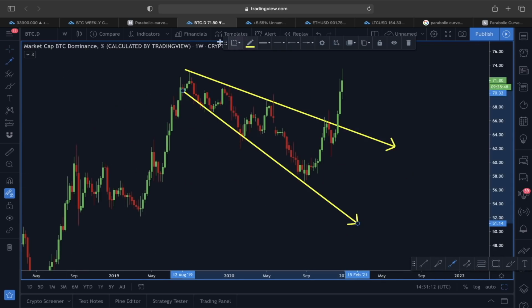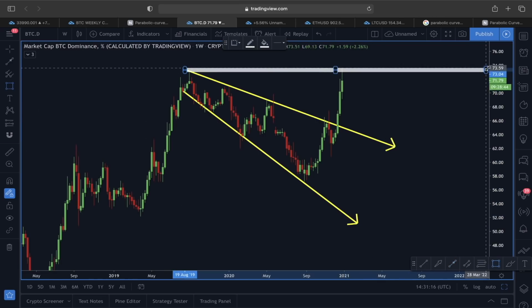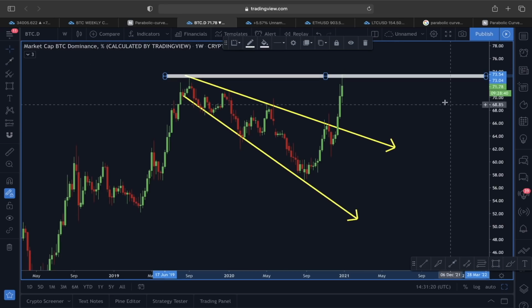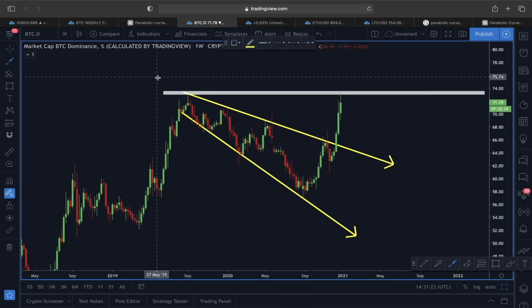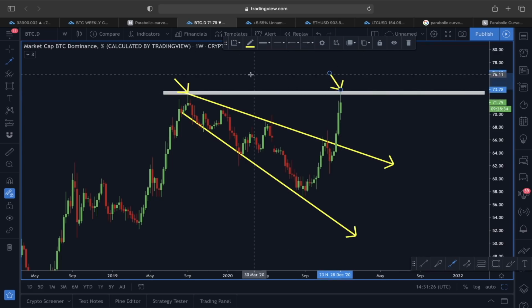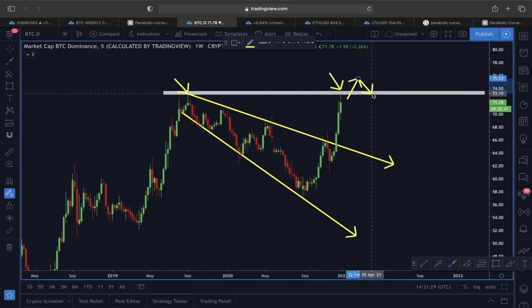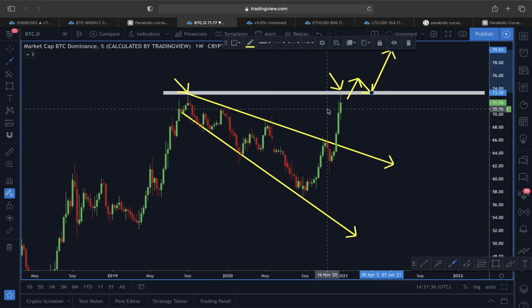But the area where we are approaching right now is a very crucial area, because this is exactly where we are finding some sort of a rejection for the dominance of Bitcoin. This top here is a very important level, because if the dominance is able to break above it, then this is going to indicate the altcoin market is not going to start yet, and that means the altcoins are going to bleed more, right?